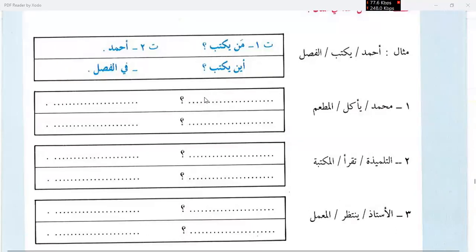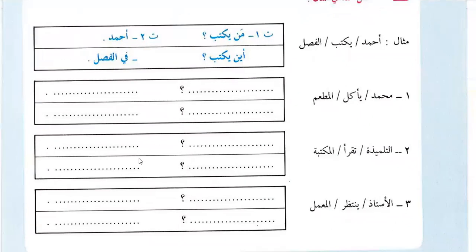So the next students are Muhammad Samba and Miss Rahma. Muhammad yaktubu. Aina yaktubu Muhammad? Yaktubu fil maktab. Man takra? At-tilmiza takra, Miss Rama, look carefully. Aina takra at-tilmiza? Takra fil maktabat.